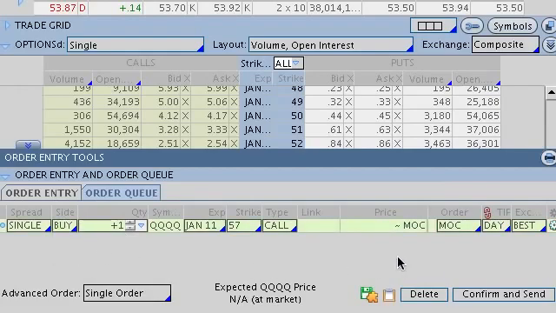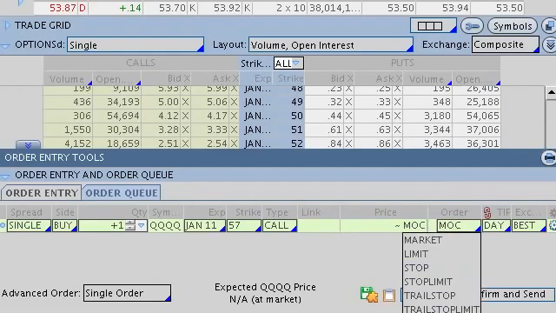So basically it's saying that I want to buy this option on the market, so any price at the end of the day. I don't want to buy it now, but I want to buy it at the end of the day or as close to the end of the day as possible. Again, you can get any price for this option, so I'd be just a little bit cautious on when you want to enter this order.